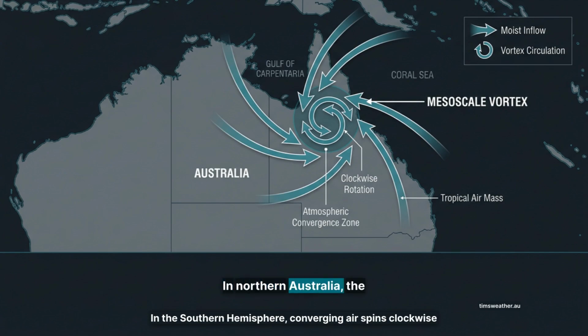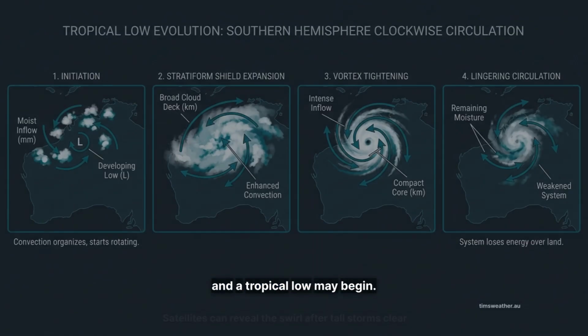In northern Australia, the story can become even bigger. If an MCV or decaying monsoon thunderstorm cluster drifts over the warm Coral Sea, Gulf of Carpentaria, or waters off Western Australia, the ocean can feed it fresh latent heat. With low wind shear, storms rebuild around the old mid-level spin. The circulation can work down toward the surface, and a tropical low may begin.